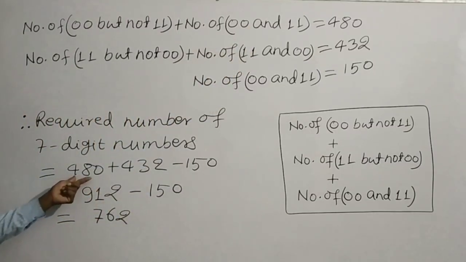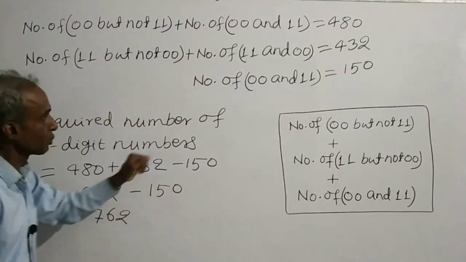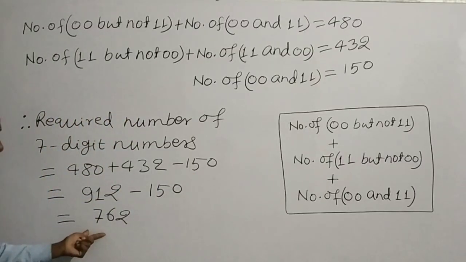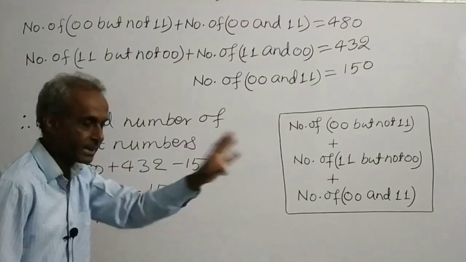Therefore, the result will be 480 plus 432 minus 150. This is equal to 762. Now the solution is complete.